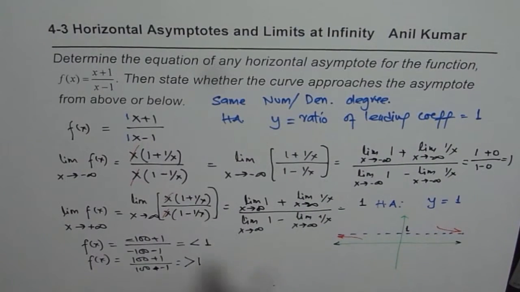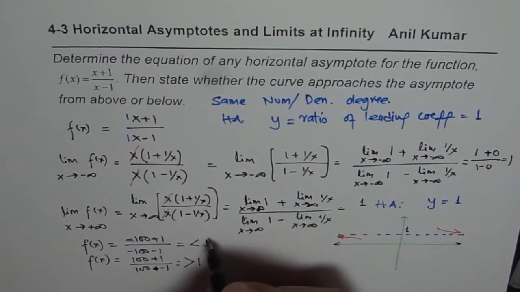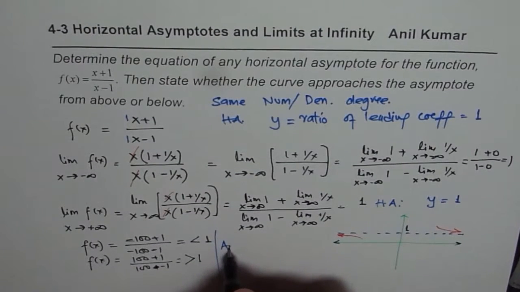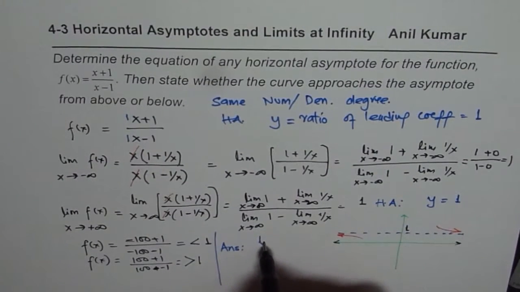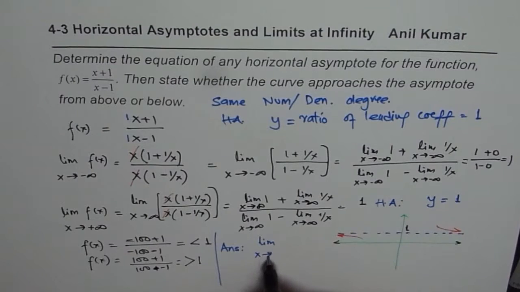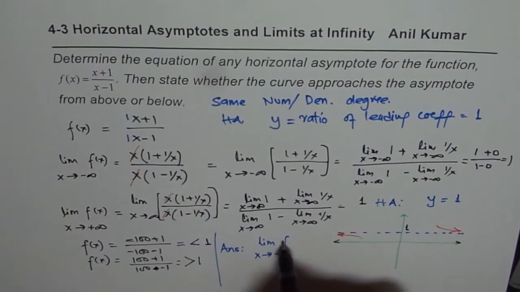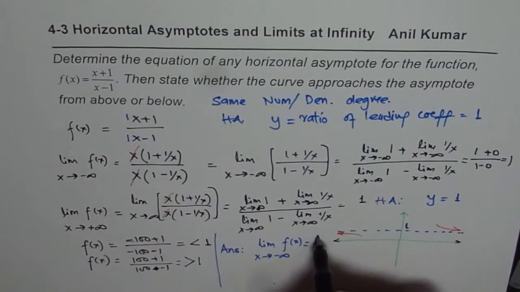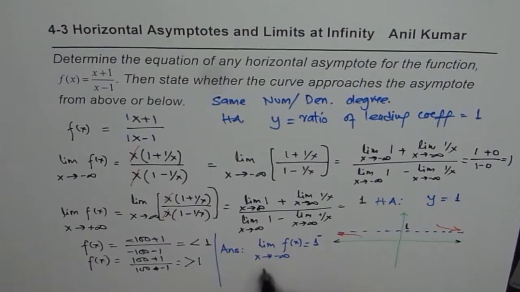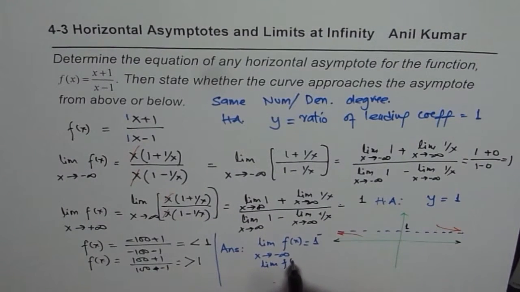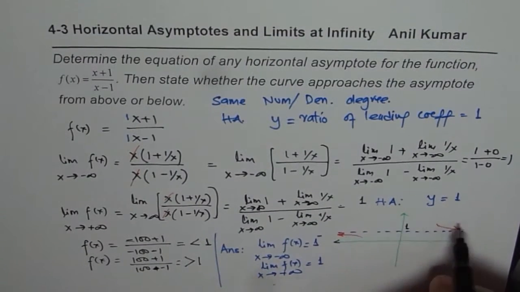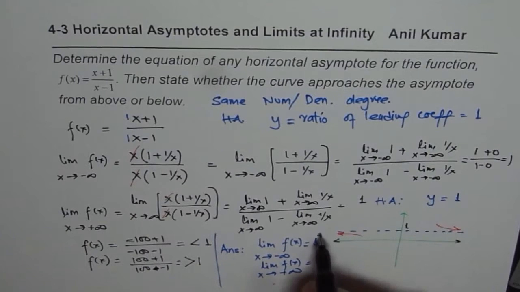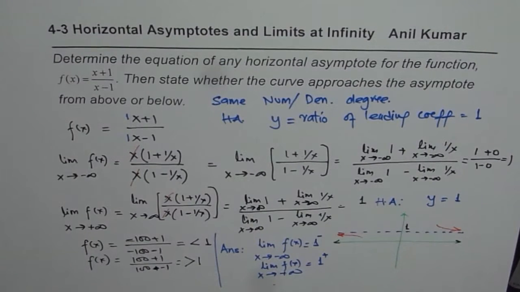negative infinity, or the other way to write this is like this. So we could write our answer like this: the limit of the function as x approaches negative infinity is equal to 1, but from below, right? And the limit of the function as x approaches positive infinity is equal to 1, but from above the curve. That plus and minus clearly indicates that part, right?